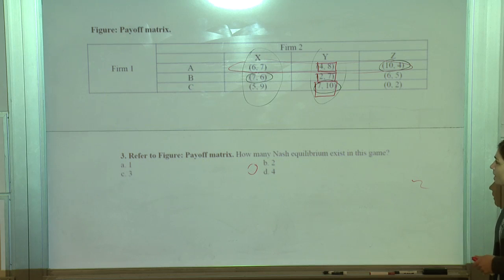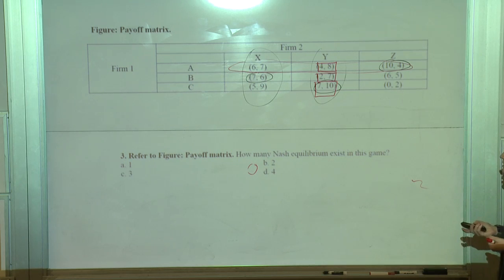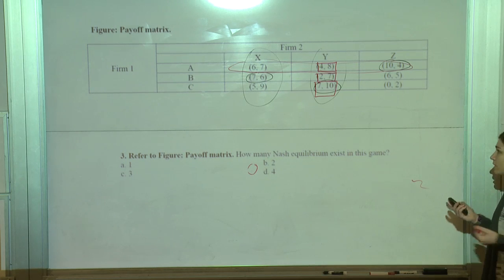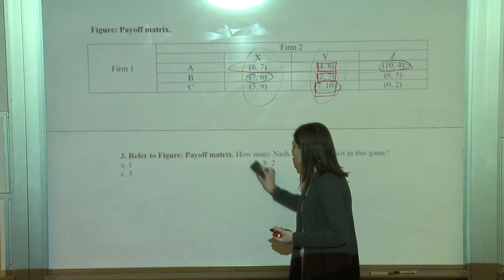Now the same matrix. How many Nash equilibria exist in this game? One. In this case, it's only one, and we figured that out. So that would be A.